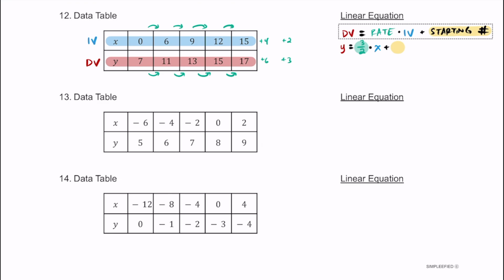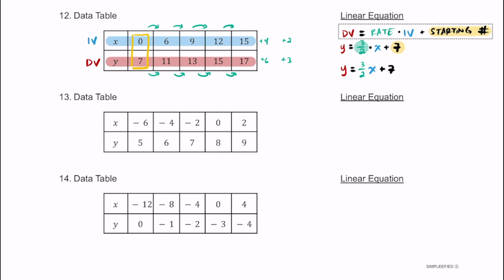Now, what about that starting number? The starting number, we're looking for where x is 0, and this table is nice enough to have that. So if x is 0, y is +7, so we know that's going to be our starting number. So simplifying this, our linear equation is going to be y is equal to, and our coefficient is 3/2, so 3 over 2 multiplied by x, and then +7. So that's our linear equation.